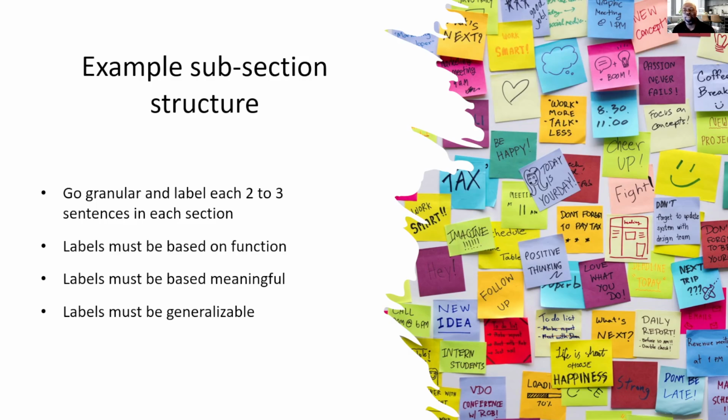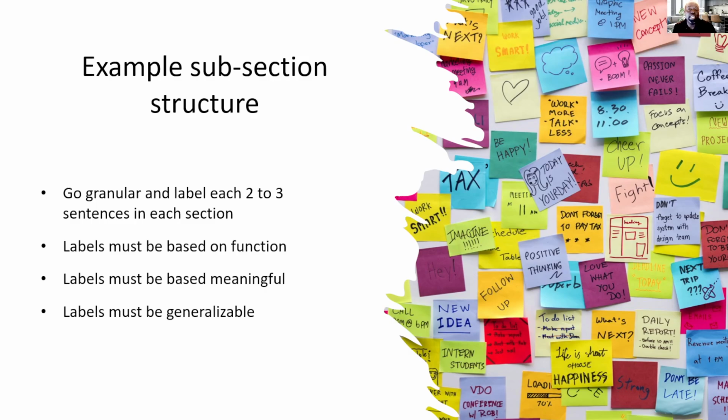So the label must be based on function, what's its function, and the label must be meaningful, and the label must be generalizable. And what do I mean by generalizable? You want to create a template that can be applicable to every type of content. You don't want the template to be applicable to just what you're writing.